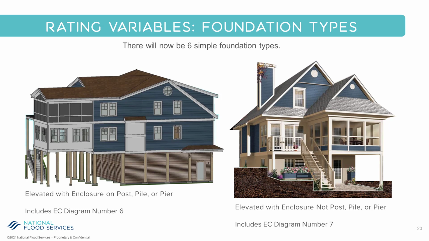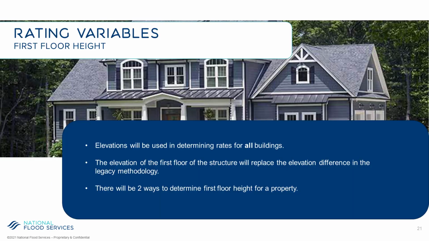And the last image you see on your screen there is elevated with enclosure, not post, pile, or pier. This includes the current EC diagram number 7. This is not using post, pile, or pier, so think about those solid foundation walls here. Let's define first floor height. First floor height is the height of the building's first floor above the adjacent grade. Think of the lowest adjacent grade, the lowest point of the ground that touches the structure.